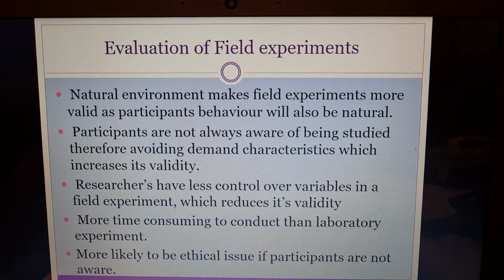Researchers have less control in a field experiment. So in other words, it's very difficult to control all factors because it's not in a controlled setting, and that can reduce the validity of the experiment. It is more time consuming, however, to conduct compared to a lab experiment. And there are likely to be ethical issues, especially if participants are not aware they are taking part.